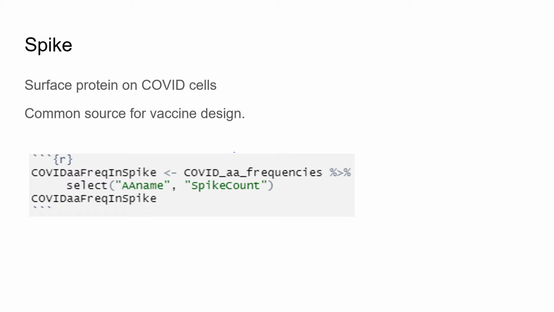Now I want to hone in on spike. Spike is a surface protein on COVID cells, and it's actually a common source for vaccine design. So what I did was I utilized my raw data and I selected out the spike amino acid counts along with its correlated amino acid name in order to gain a better understanding about that protein specifically and to be able to work with the data easier.